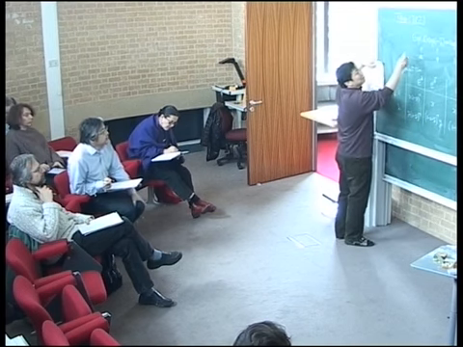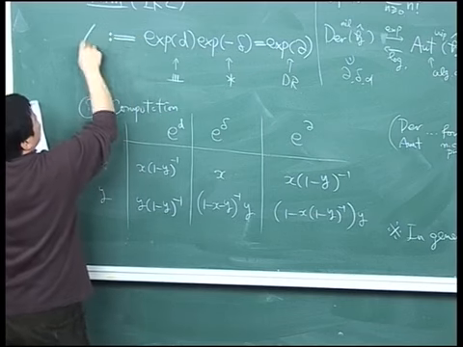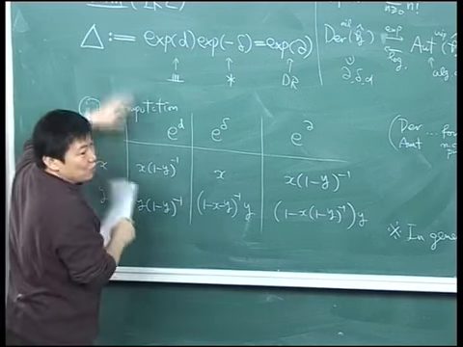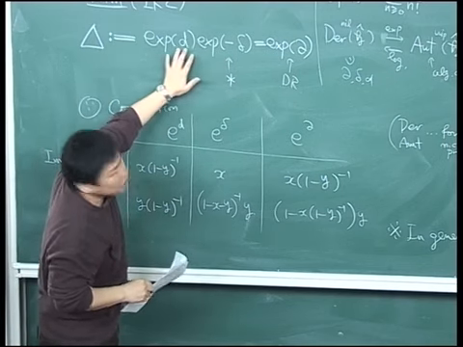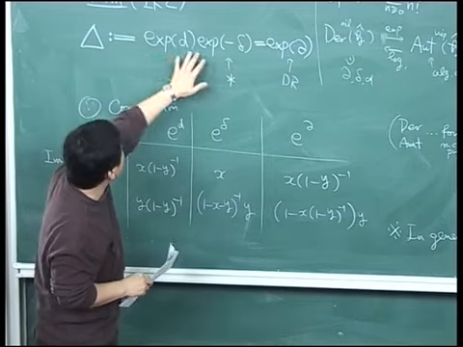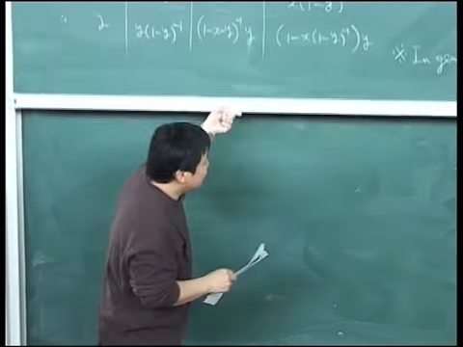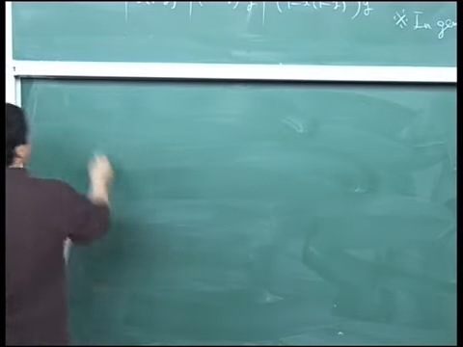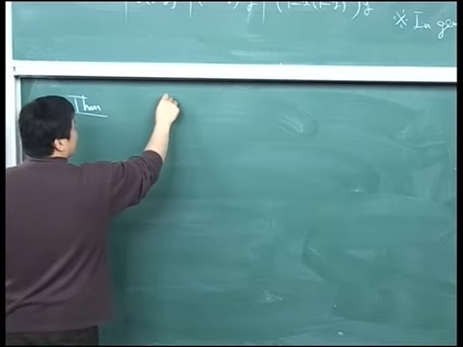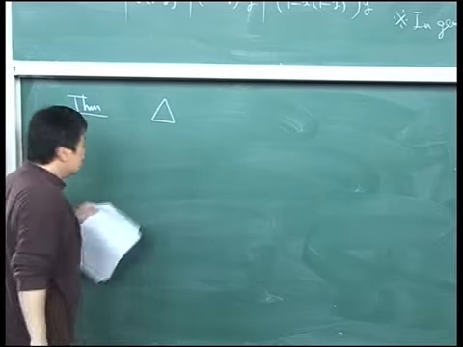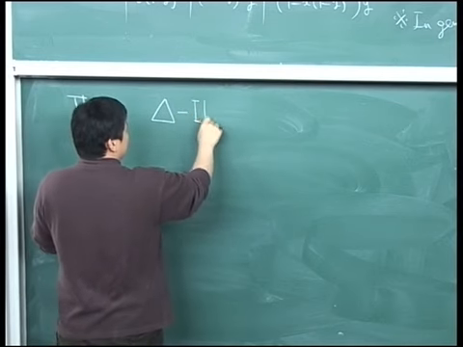So I want to put a name. This is delta. So this is an automorphism. The definition of delta is a composite of two automorphisms. This one is the definition of delta. Then the next theorem is: delta gives a relation. Actually, delta minus identity map.